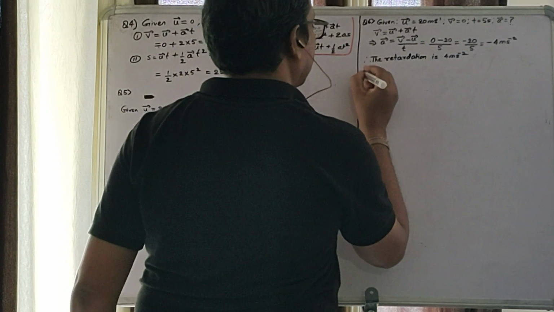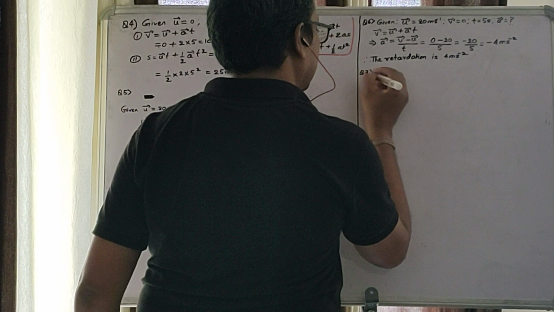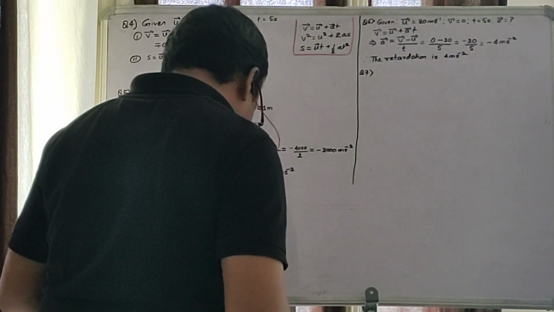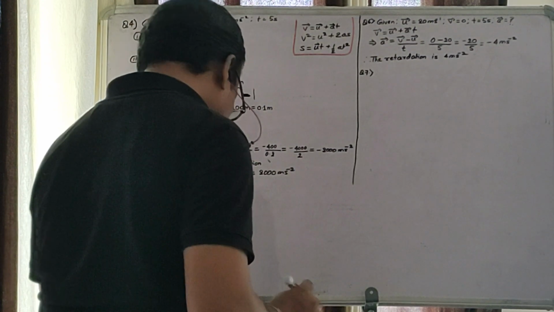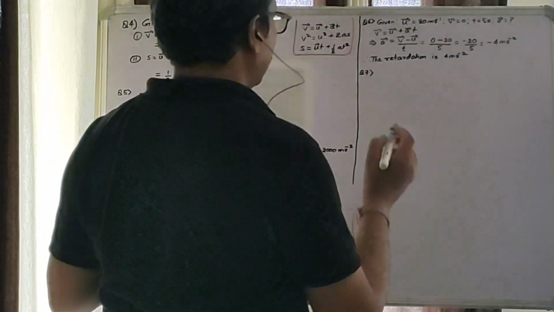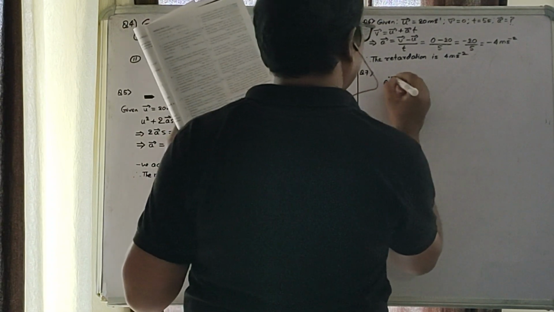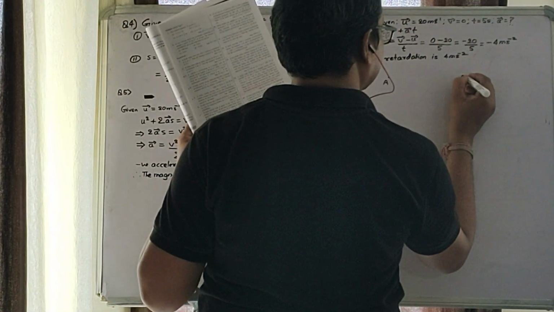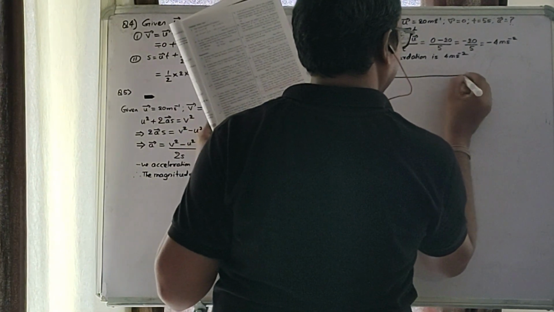Now let's solve question number 7. Let's read the question carefully. A train travels with a speed of 60 km per hour from station A to station B. This is station A, and it went to station B here.